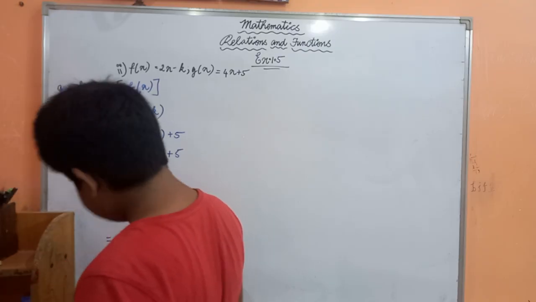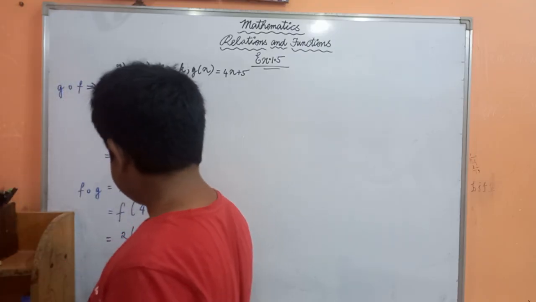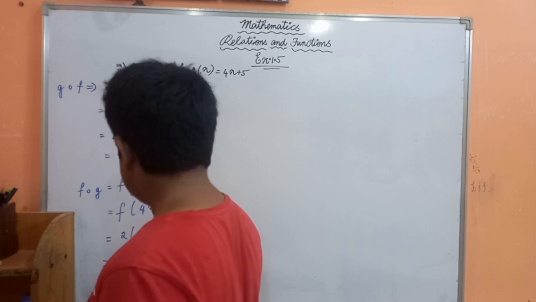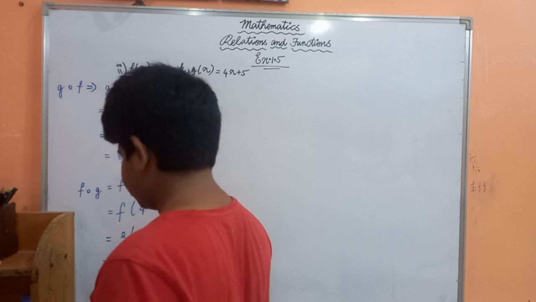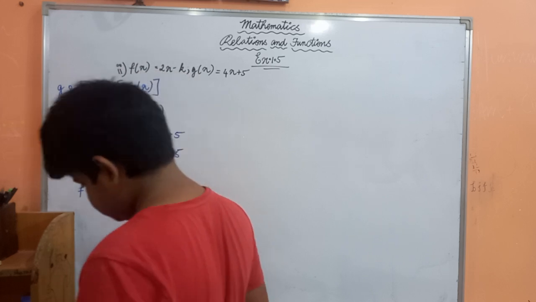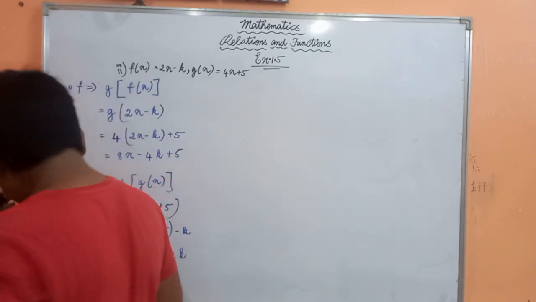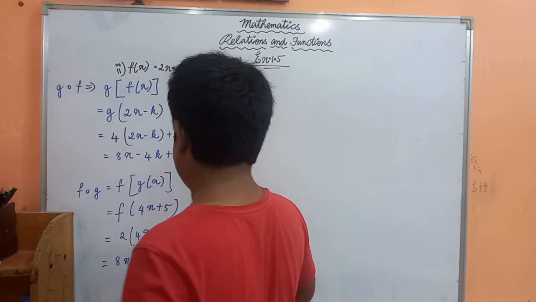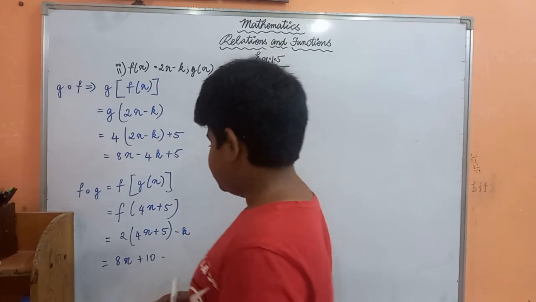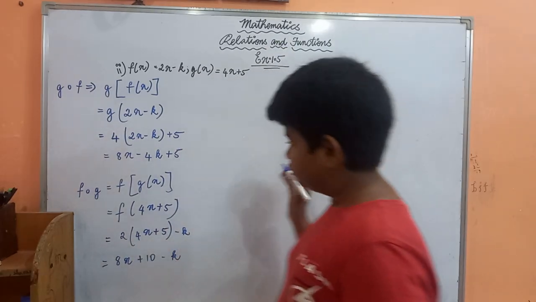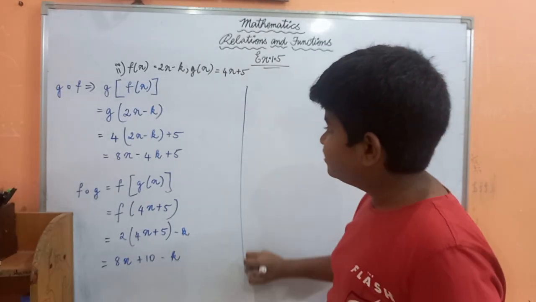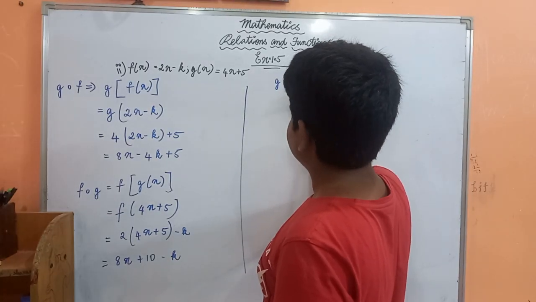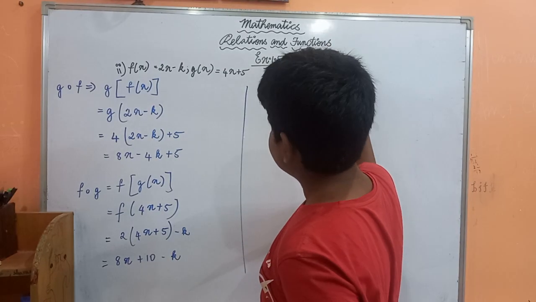F dot g. So it's 8x plus 10 minus 2k. Oh, it's just minus k, that's it. Because it's not in the bracket, so it's just minus k. Oh, I've been taking so long. So it is given that g dot f is equal to f dot g.